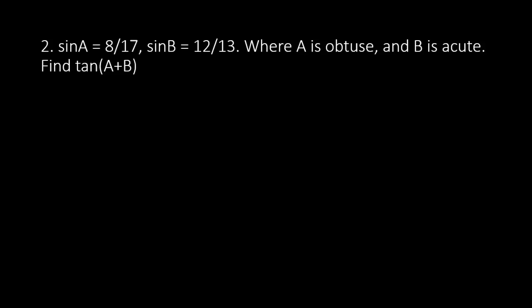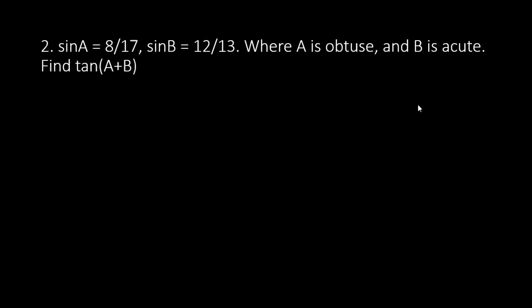But this question is a lot harder. But I'm going to show you the best I can on how to complete it. So let's read the question first of all. Sine A is equal to 18 over 17, while sine B is equal to 12 over 13, where A is obtuse and B is acute. Find tan A plus B.